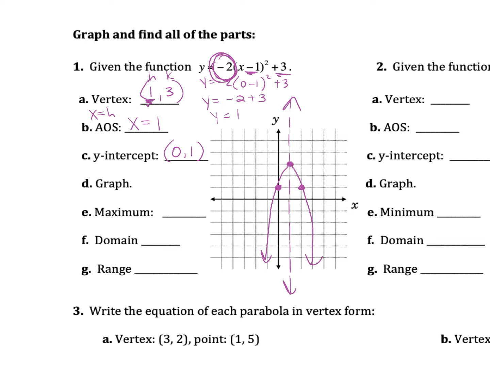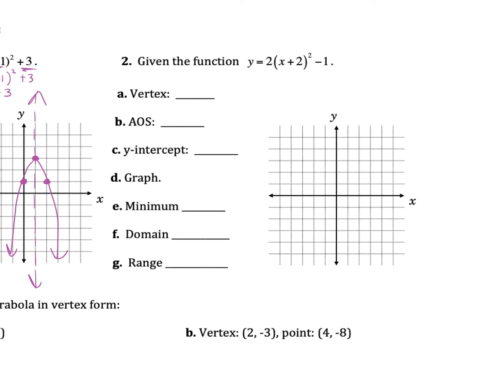Then we'll just graph that upside down U. What's your maximum? It's always your k value, right, of your vertex. So your maximum is 3. That's as high as your y value goes. What's your domain? All real numbers. And your range? Y is less than or equal to, and that's always this number, your k value. Okay?